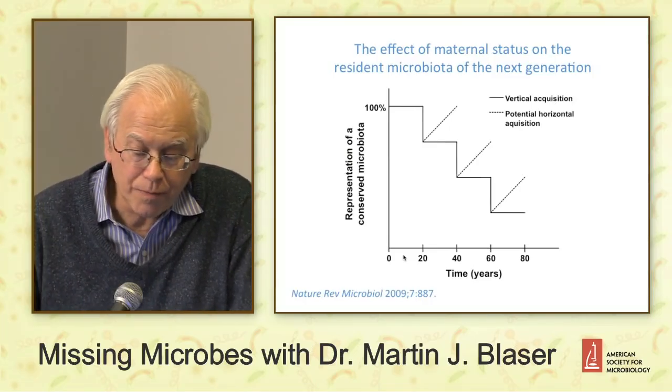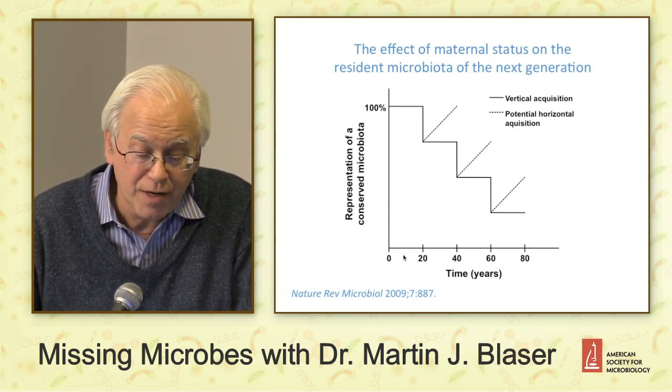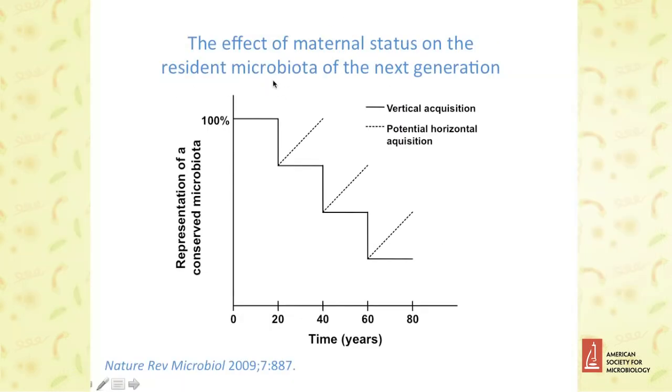About 6 years ago, I extended the hypothesis working with Dr. Stanley Falkow at Stanford. And the extended hypothesis is shown here, the effect of maternal status on the resident microbiota of the next generation. Our idea is that ancient moms had an ancient microbiota. And if they happened to lose microbiota, they might be able to get it back horizontally. But if they couldn't, then the next generation would be born with a less diverse microbiota, and so on and so forth. And in this model, our microbiota has been stepping down over generations.